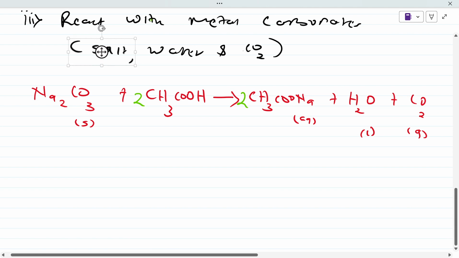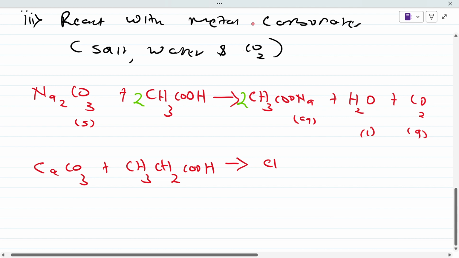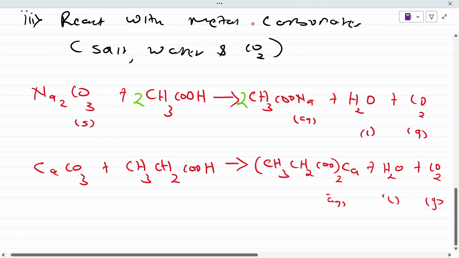And try with the group 2, calcium carbonate. Calcium carbonate is my last example. Can have calcium carbonate plus propanoic acid. So what are we going to form? I'm going to have (CH3CH2COO)2Ca plus water plus CO2. This is a gas which always escapes. This is a liquid, aqueous, and this one is a solid.